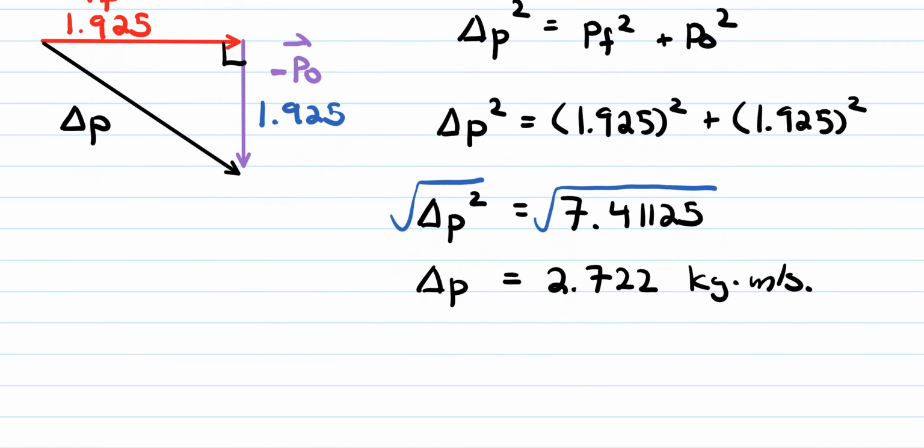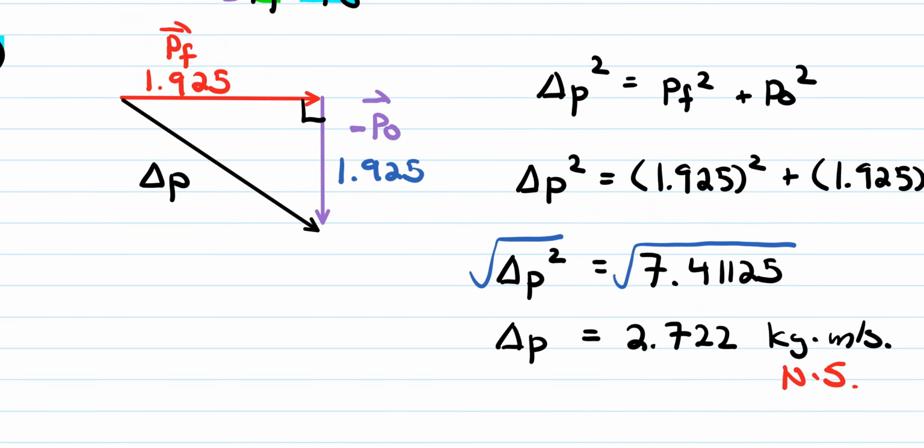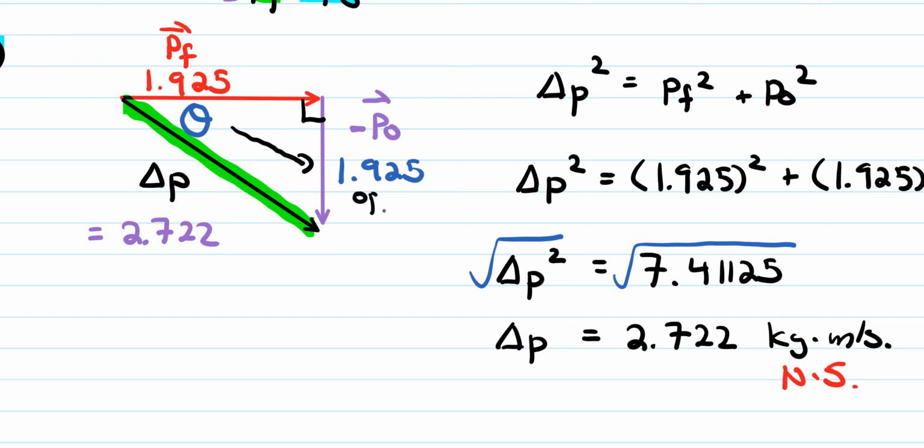Remember, impulse also has the units newtons times seconds, so these are all equivalent forms. In order to find the direction, let's highlight this vector right here. We've just stated that the magnitude of that change in momentum is 2.722. Momentum and impulse are the same thing. Now we want to find the direction as well, so we've got to find this angle. Over here, this is the opposite, and right next to this angle, we have the adjacent.